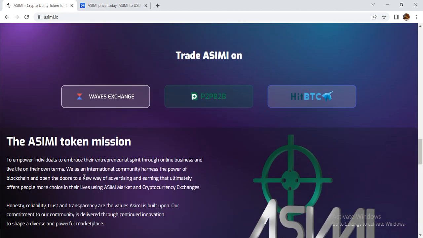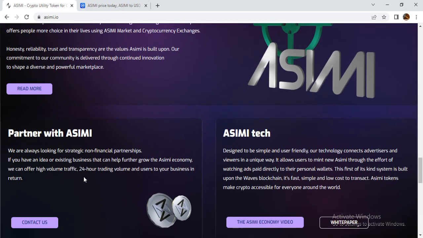3,000 plus, and you can also trade Asimi on Waves exchanges, P2P, B2B and HBTC. The Asimi token mission is to empower individuals to embrace their entrepreneurial spirit through online business and live life on their terms. So don't miss this type of project, because they have Asimi marketing and crypto exchanges also. They have a good exchange partner with Asimi.